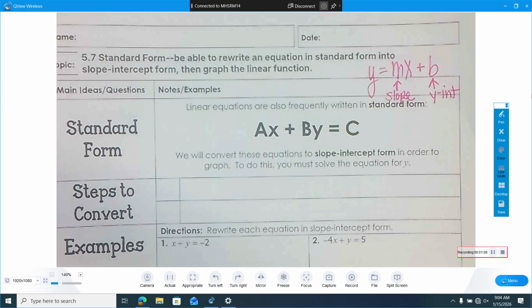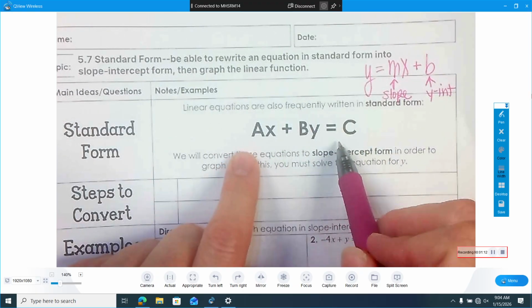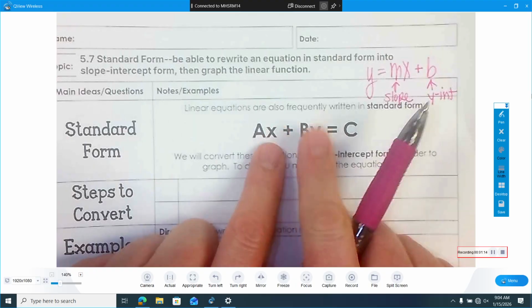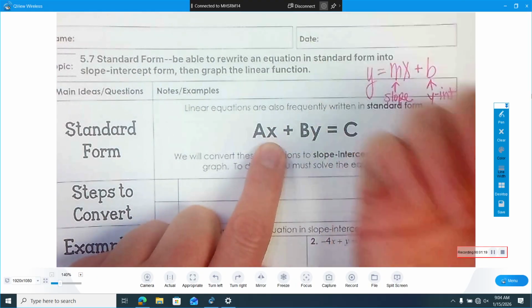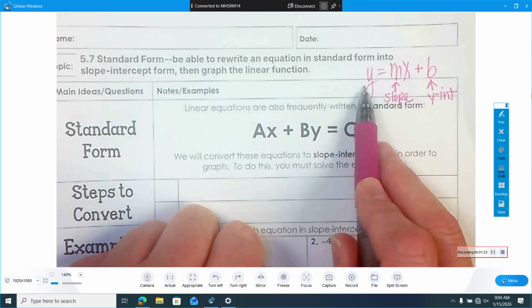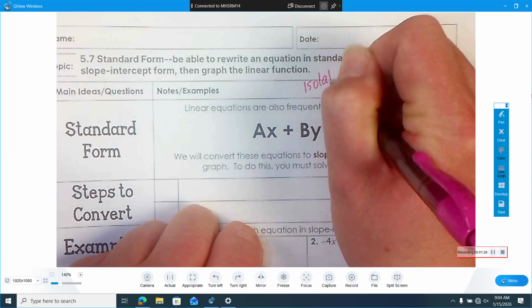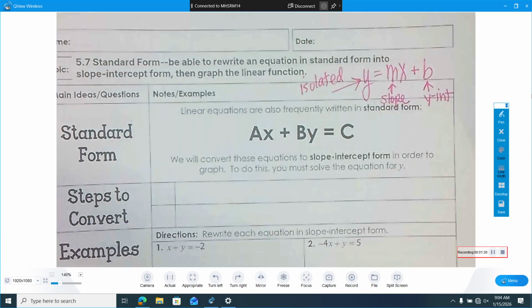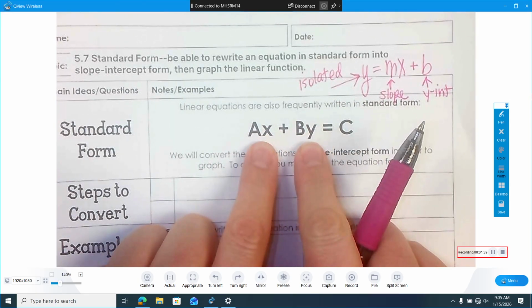This is a great method for linear equations as well, but what you can see is we have the X and the Y, and they're both on the same side of the equals. Here, are they on the same side? No, the Y is all alone. It is isolated. That is an isolated Y. Today we're going to be given equations in standard form where the X and the Y are on the same side.